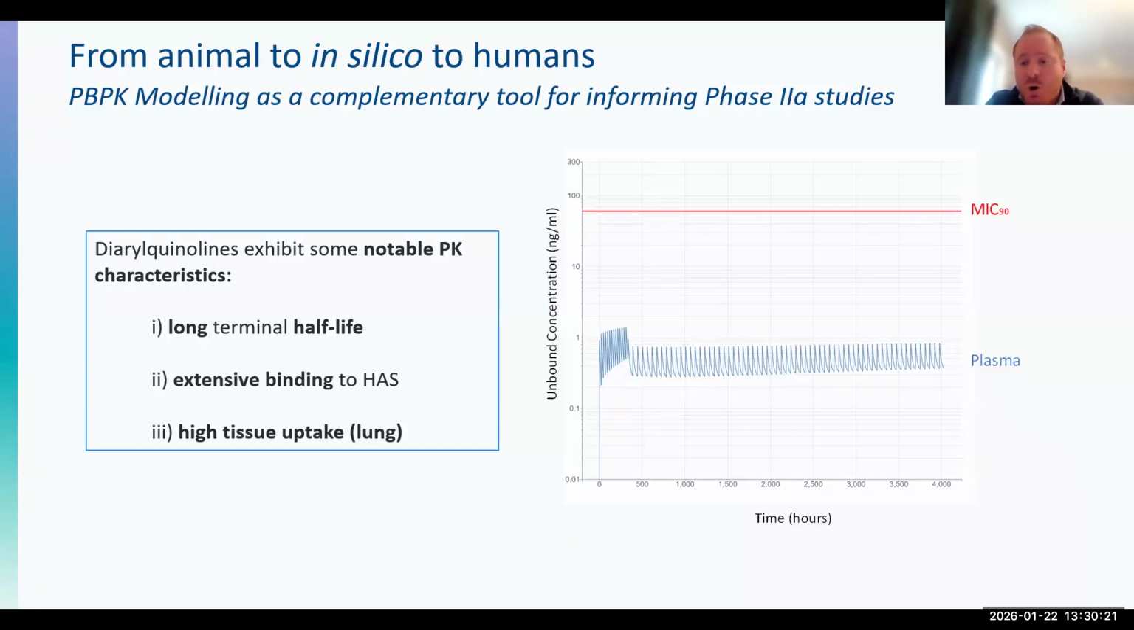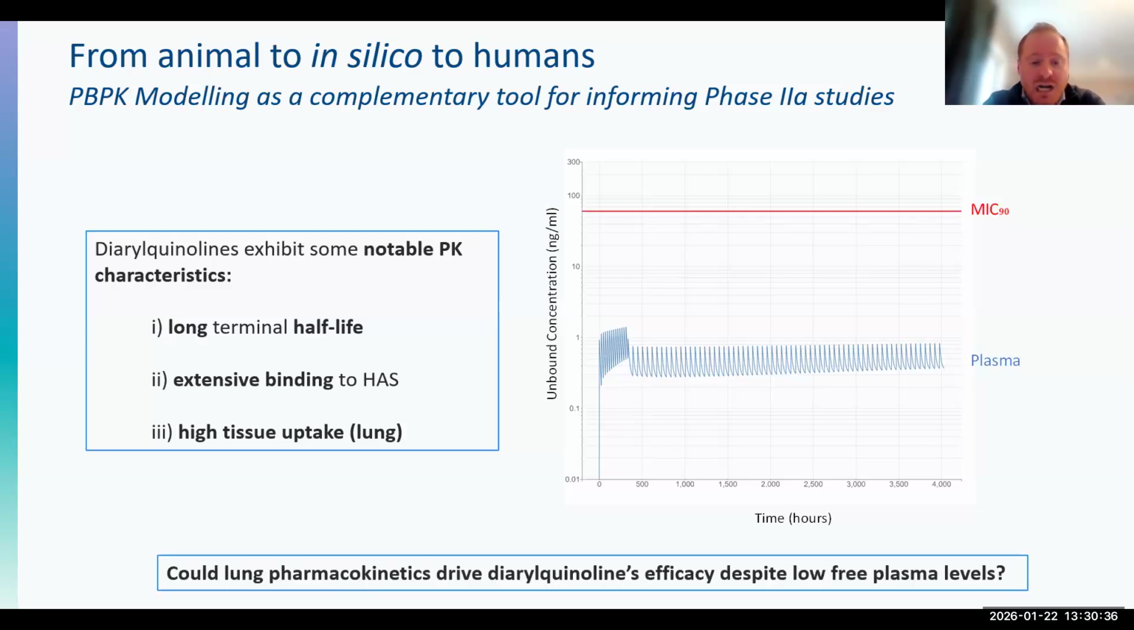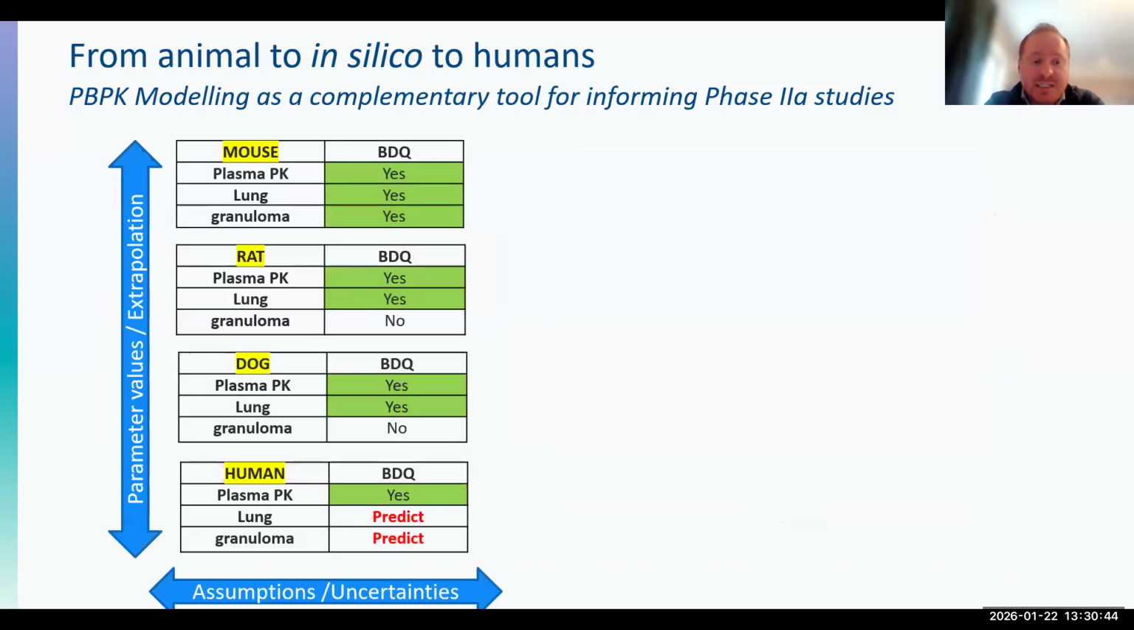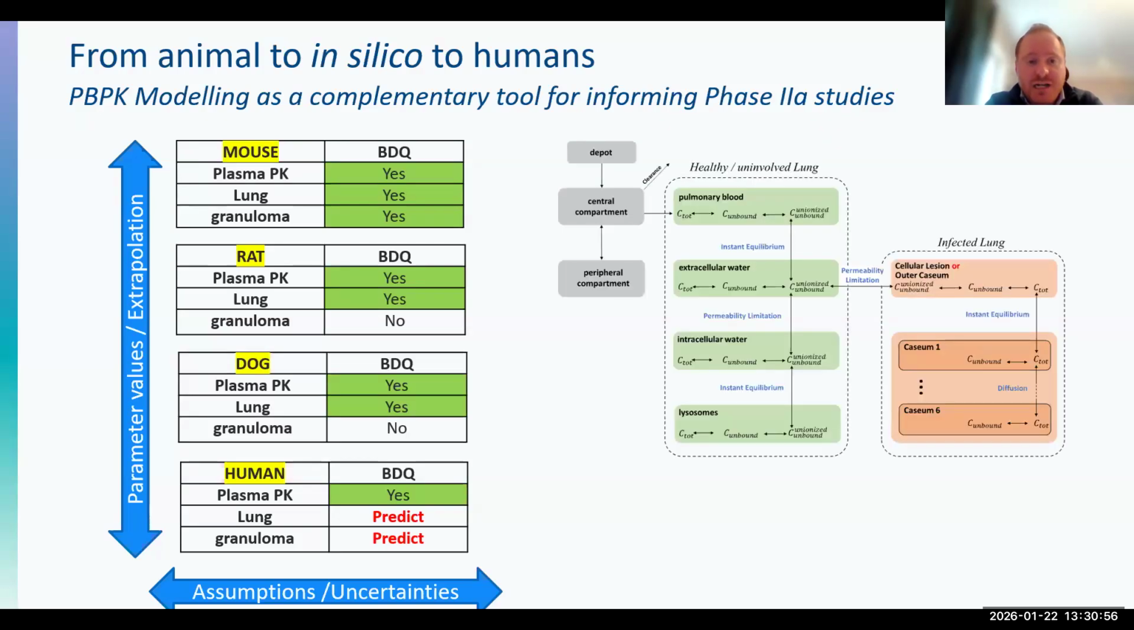It has always been strange why bedaquiline is effective, given that the free plasma concentrations of this diarylquinoline are considerably lower compared to its MIC value. Hence, we wondered whether lung pharmacokinetics could actually drive diarylquinoline efficacy despite low free plasma levels. To examine this, we collected all the available lung tissue data in preclinical species for bedaquiline, and we tried to develop a PBPK modeling framework that would enable us to extrapolate lung pharmacokinetics from preclinical species to humans. As you can see in the figure on the right, in our mid-level PBPK approach, we consider not only the healthy or uninvolved lung tissue, but also the TB-infected lung.